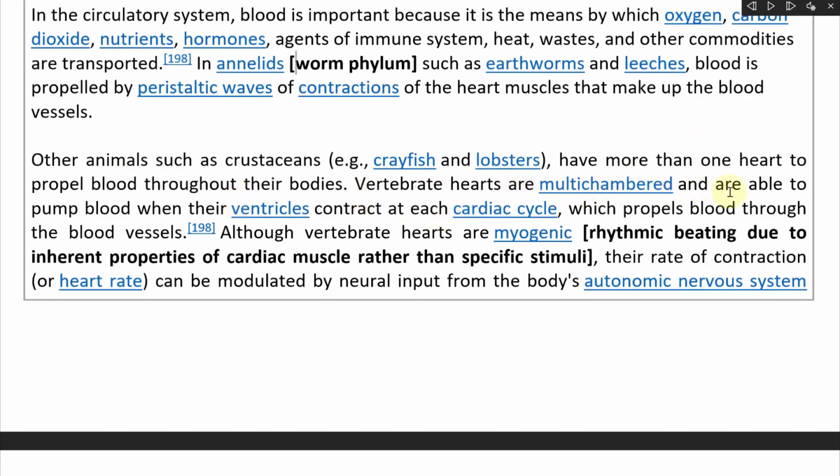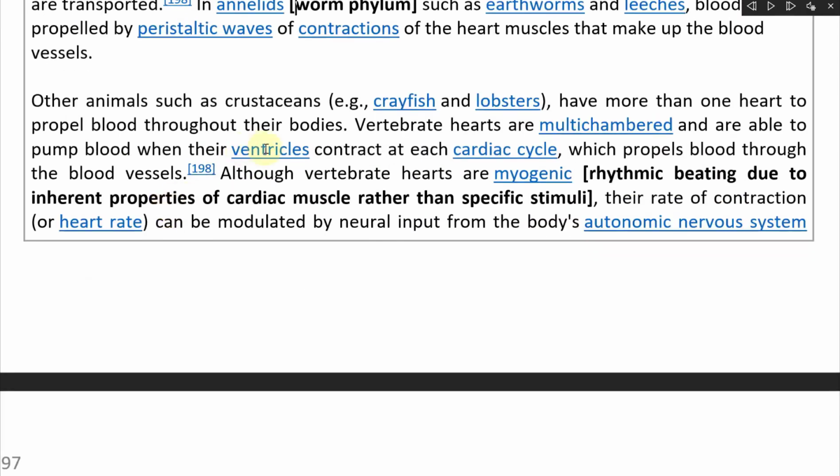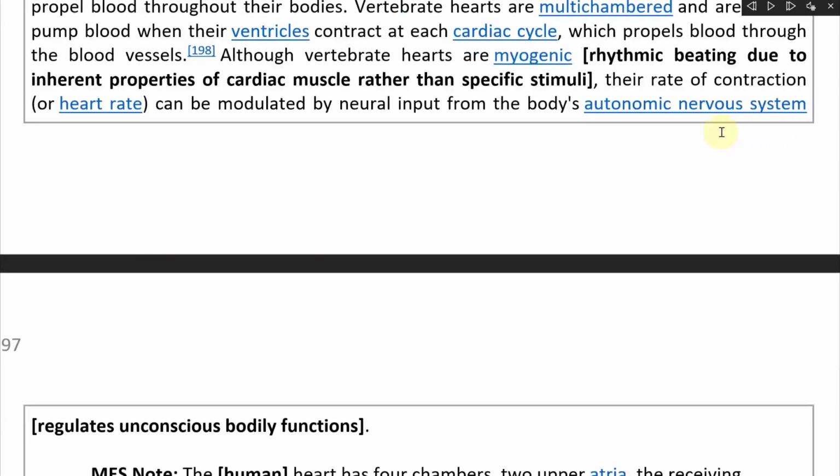Vertebrate hearts are multi-chambered and are able to pump blood when their ventricles contract at each cardiac cycle. So the ventricle is the bottom part over there. It contracts, and the blood leaves the heart from that area, which propels blood through the blood vessels. Although vertebrate hearts are myogenic, which means rhythmic beating due to inherent properties of cardiac muscle rather than specific stimuli, the rate of contraction, or heart rate, can be modulated by neural input from the body's autonomic nervous system, which regulates unconscious bodily functions.